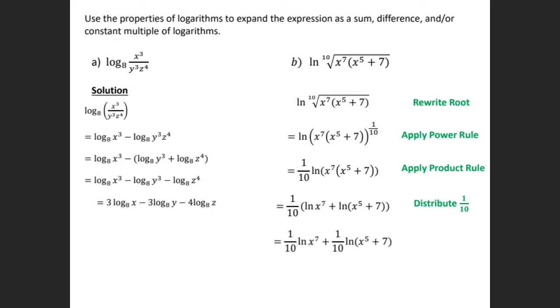So the final answer is 1/10 natural log of x to the 7th plus 1/10 natural log of x to the 5th plus 7. Again, this we cannot combine. This is x to the 5th plus 7. We leave those alone. That's as a whole. That's together, okay? All right.